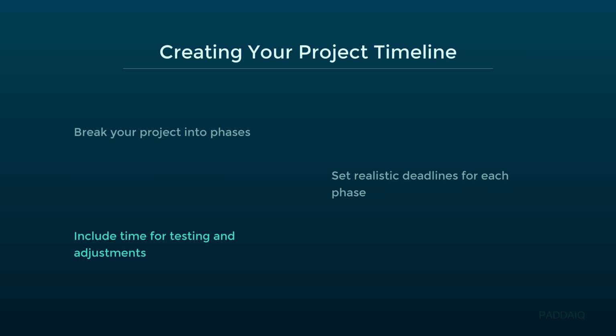Include time for testing and adjustments. This means your plan must reserve dedicated slots to check your work and make fixes. For example, after building an app, you need days to ensure it connects correctly to data and works for users. A realistic schedule always accounts for this crucial validation phase.